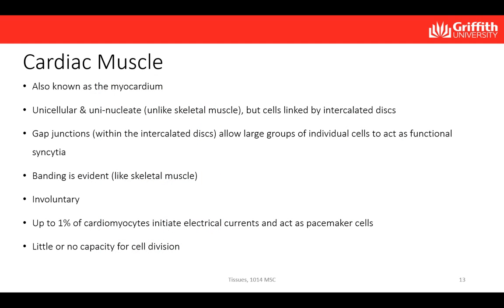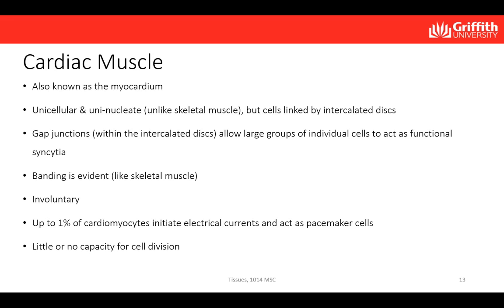Finally, cardiac muscle. Cardiac muscle, also known as myocardium, is only found in the walls of the heart. Cardiac muscle cells, unlike the skeletal muscle cells, are unicellular and uninucleated, but they are striated. These cells are linked by intercalated discs. Gap junctions within these intercalated discs allow electrical signals to pass through a large group of individual cells and enable them to act as one functional unit.